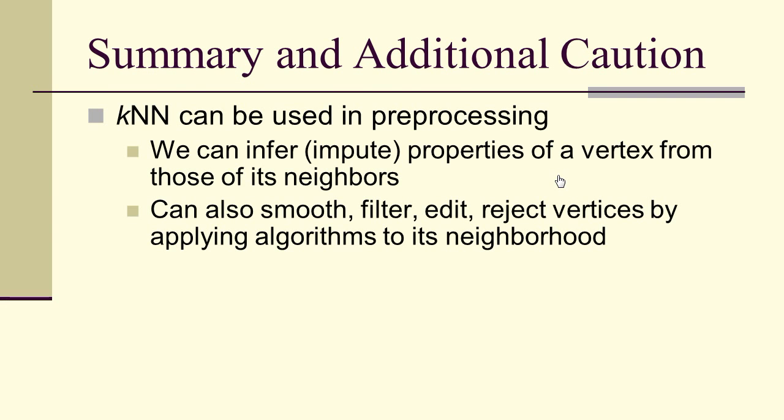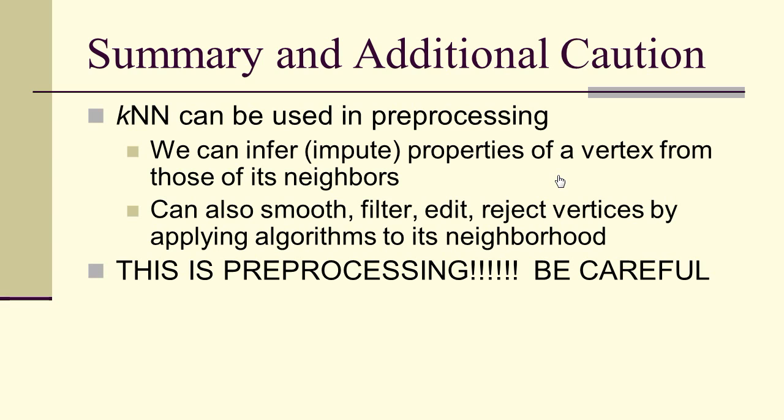So let's look at some additional cautions and just summarize what we've said in this lecture. So k nearest neighbors can be used in pre-processing. We can infer or impute properties of a vertex from those of its neighbors. We can smooth, filter, edit, reject. And all of this comes by saying that whatever we can do to a household or to an observation, we can infer what to do to it from its k nearest neighbors. This is pre-processing.